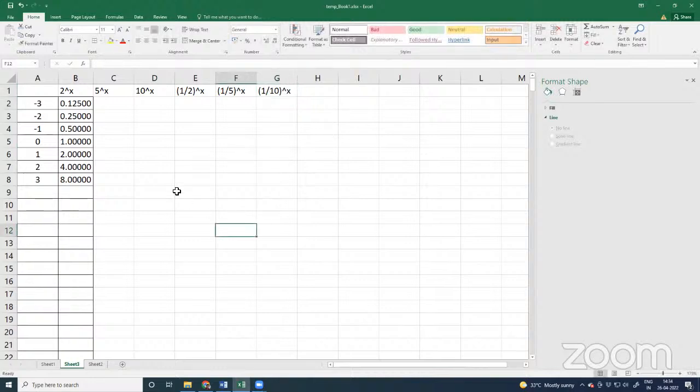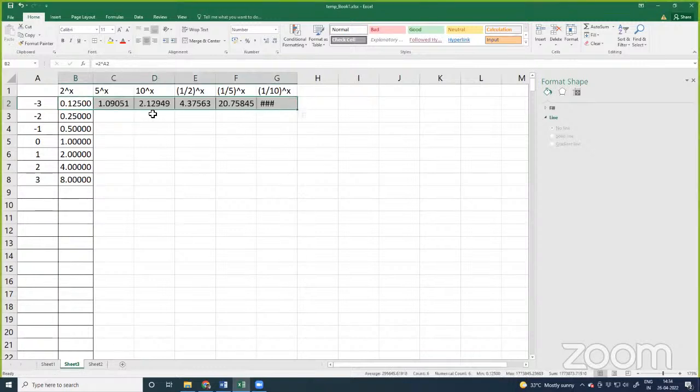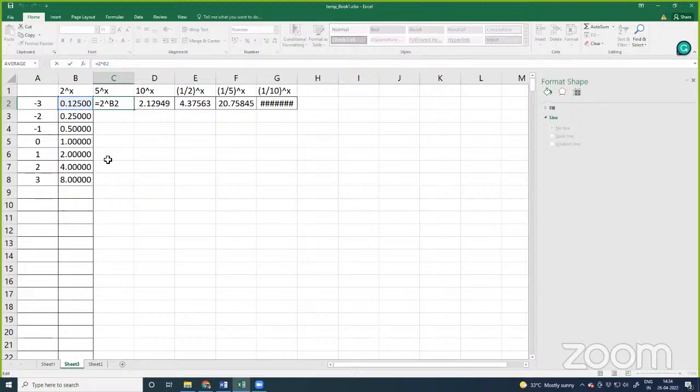Okay, let us choose only this number. If this is the case, one second, I will highlight this. 2 to the power of x I plotted. Let us choose 5 to the power of x, then 10 to the power of x, with the same power.